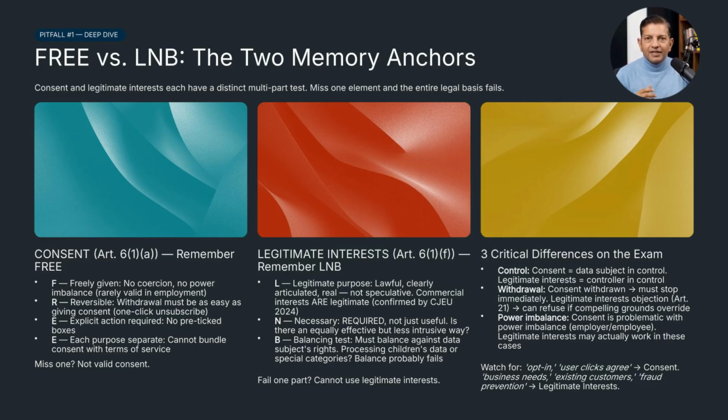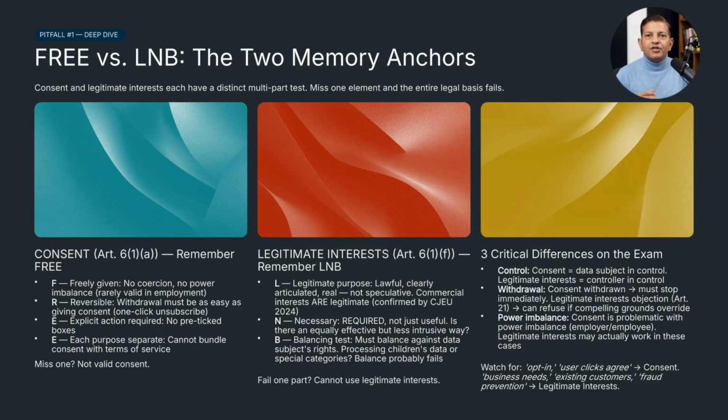First, let's nail down consent. To remember what makes consent valid, use the acronym FREE. F, freely given. No coercion, no pressure, no power imbalance. This is why consent rarely works in employment situations. R, reversible. Withdrawing consent must be as easy as giving it. One click unsubscribe, not a phone call to customer service. E, explicit action required. A clear affirmative action. Pre-ticked boxes are not valid consent. And the second E, each purpose must be separate. You can't bundle marketing consent with your terms of service. That's not freely given. Remember, FREE, 4 requirements, all mandatory. Miss 1, not valid consent.